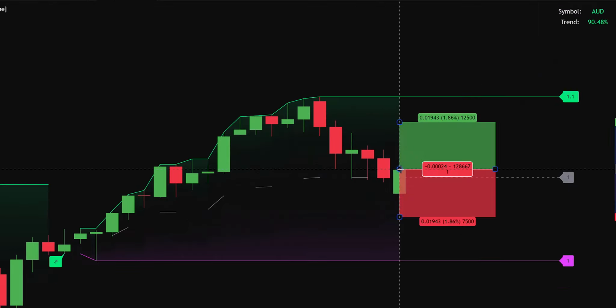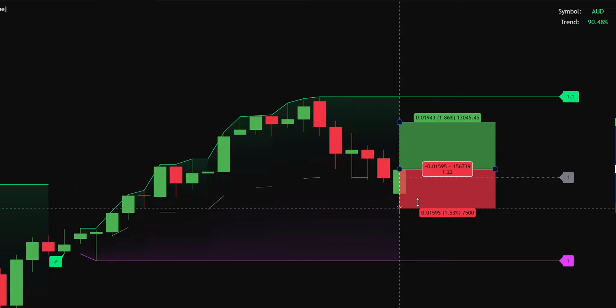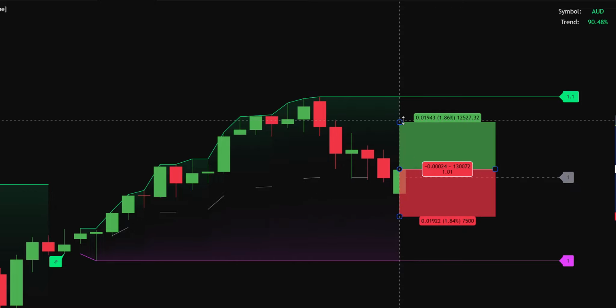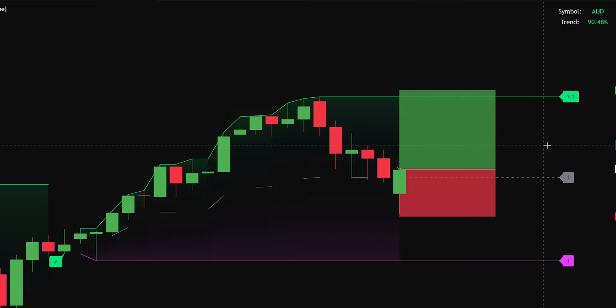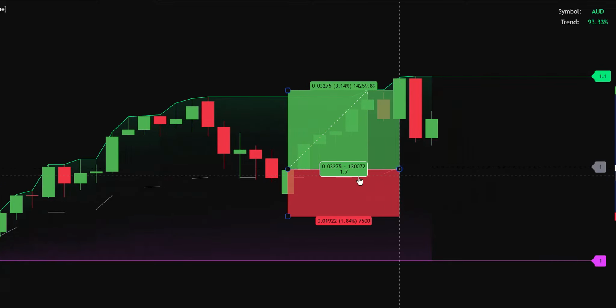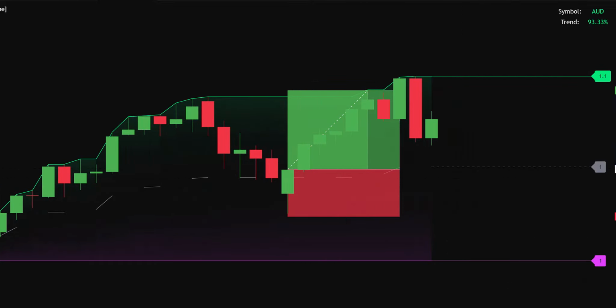So for this setup, we take the long position at the candle close. The stop loss goes just below the low level line, and the take profit is set at 1.5 risk to reward ratio. As you can see, this trade played out beautifully. It hit target with strong trend momentum.